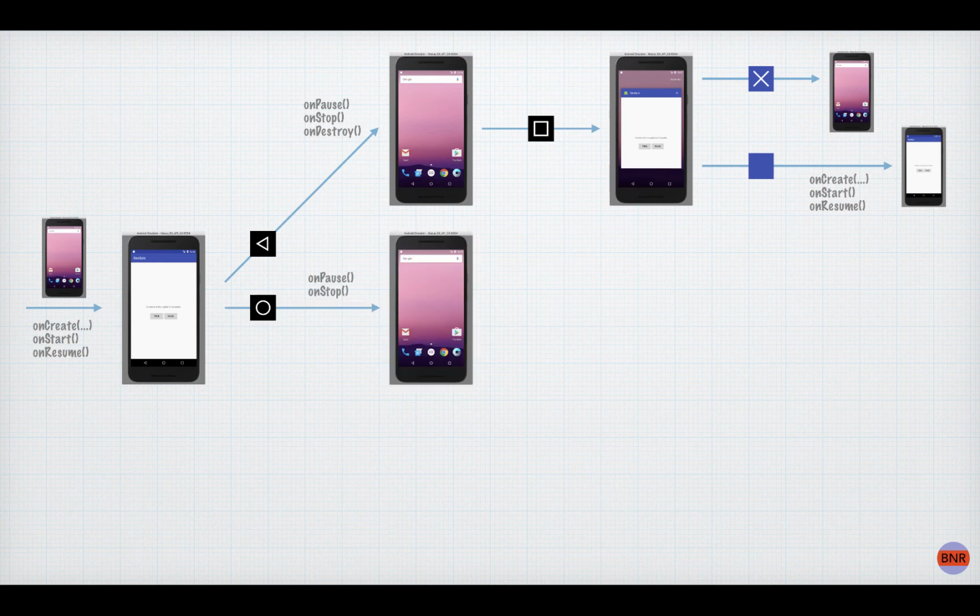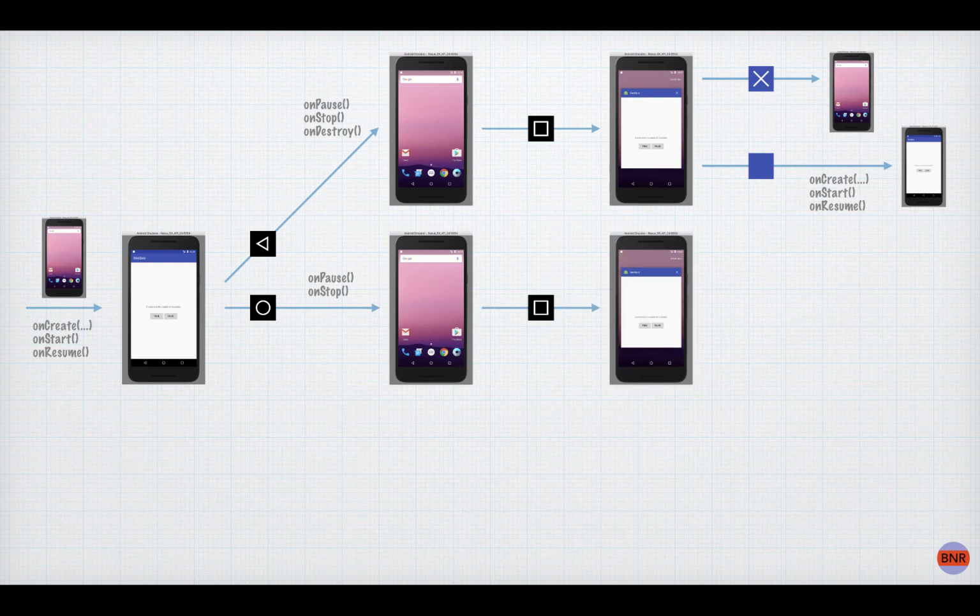Now let's look at another possibility. Let's look at what happens when the GeoQuiz application is running and the Home button is pressed. When the Home button is pressed, the application is stopped, but it remains in memory, so it is not destroyed. Therefore, the callback methods invoked when the Home button is pressed on a running application are onPause and onStop, in that order. OnDestroy is not invoked.